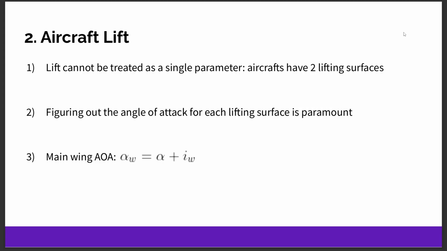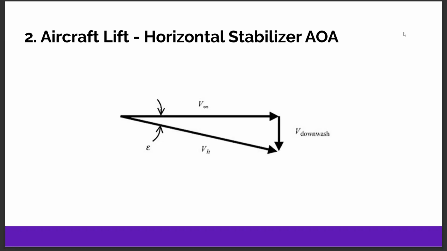So the first thing that you should know is that lift cannot be treated as a single parameter. And the reason for that is because we have two lifting surfaces. We have the main wing and we have the horizontal stabilizer. So we need to find the lift for both of these surfaces. And for that to happen, we first need to find the angle of attack alpha for both of these lifting surfaces. So for the main wing, alpha wing is actually equal to alpha plus the incidence of the wing.